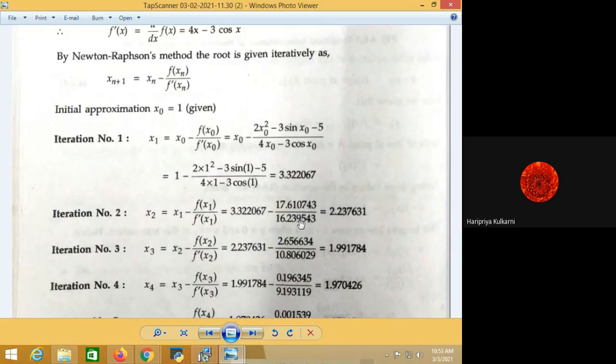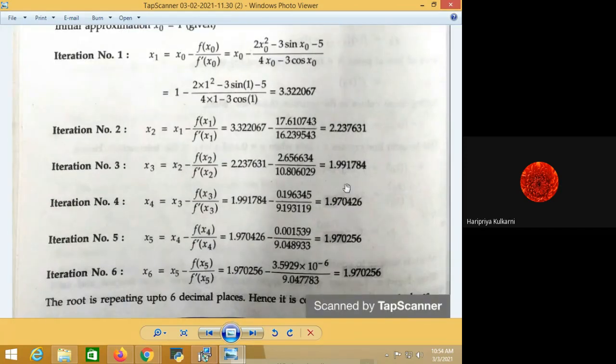In iteration number 3, you will substitute this in place of x and resolve the equation. Say you are getting 1.991784. Still the 4 digits after the decimal point are not repeating. Hence I have to resolve it for the next iteration. We'll take this as x and perform the next iteration. Suppose we have got 1.97. Still it is not repeating, so I will go for the next iteration.